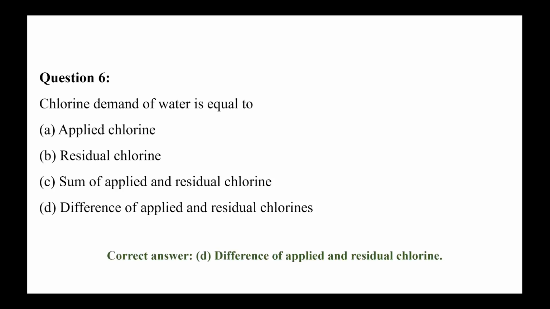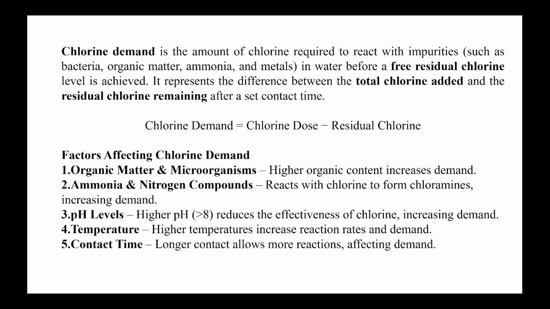The correct answer is option D, difference of applied and residual chlorine. So chlorine demand is the amount of chlorine required to react with the impurities such as bacteria, organic matter, ammonia, metals, whatever it is, in water before a free residual chlorine level is achieved. It represents the difference between the total chlorine added and the residual chlorine remaining after a set contact time.